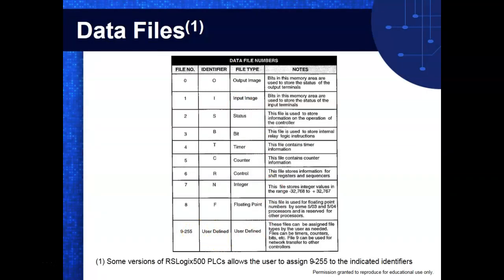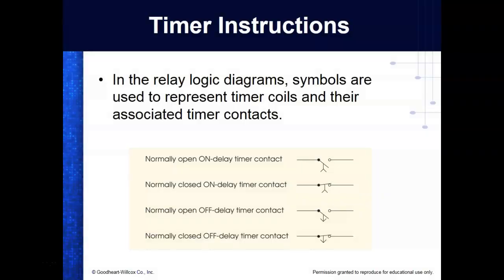Some versions of RSLogix 500 PLCs allow the user to assign 9 through 255 to indicated identifiers. So we still have to use these identifiers right here, except for messages, but we'll talk about those later on. So everybody okay here? These are contacts for relay logic. How do we identify these?